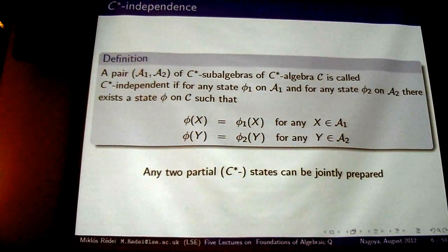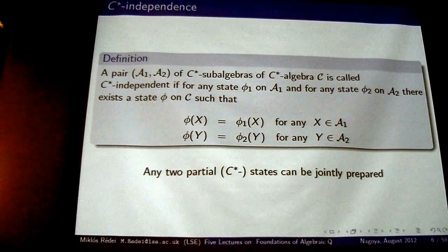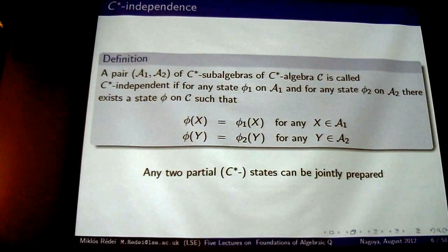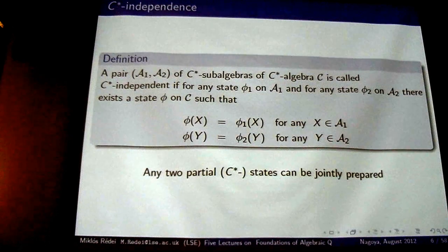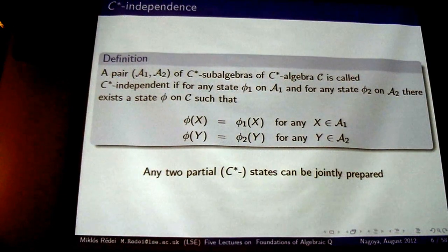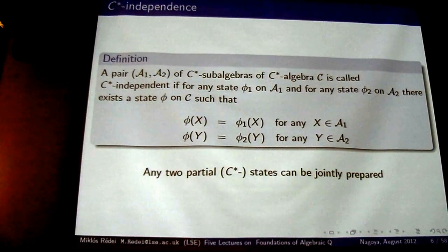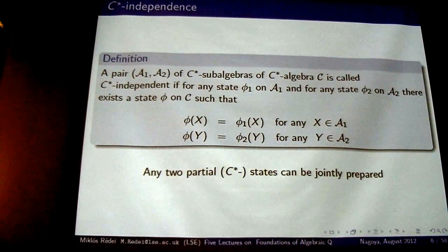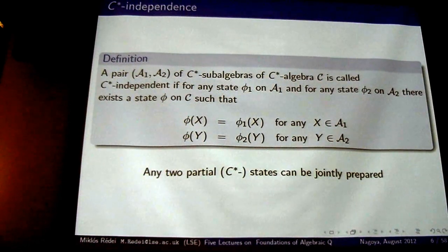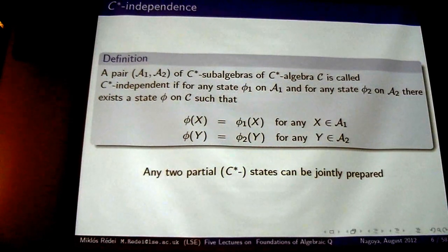Here's the first definition, which we have already encountered. I very briefly presented this definition because it was needed in connection with the violation of Bell's inequality. The idea is that if you have two C-star subalgebras of a larger algebra, then any two partial states on the subalgebras have a joint extension to the large algebra. You see that it is a manifestation of the same core idea. Any two partial states are a possible state of the large system.